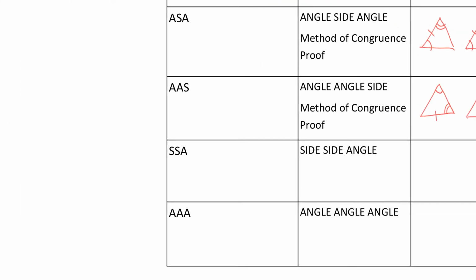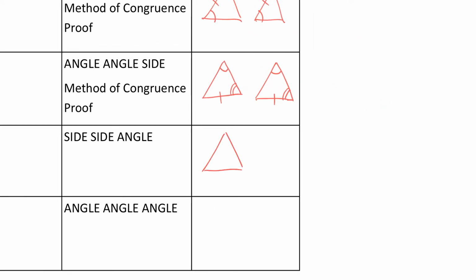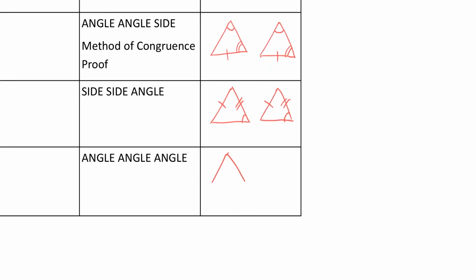Next one, SSA is side side angle. You've got that same side on your mind. So it's like this. This side congruent to this side, congruent to this angle congruent to this angle. Then on the last one, AAA stands for angle angle angle. So this angle congruent to this angle, congruent to this angle, and then this one congruent to this one.